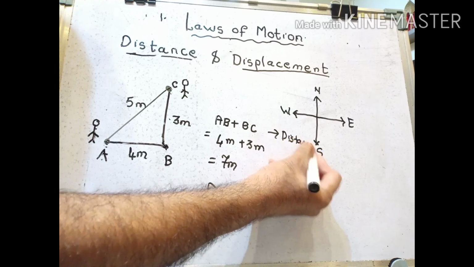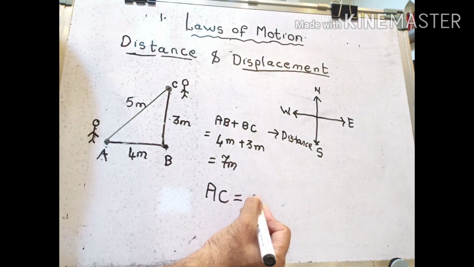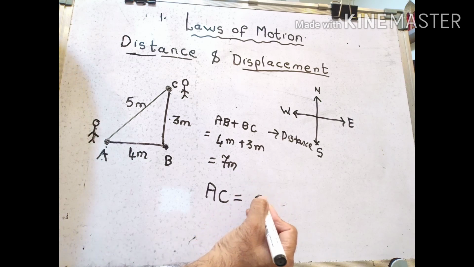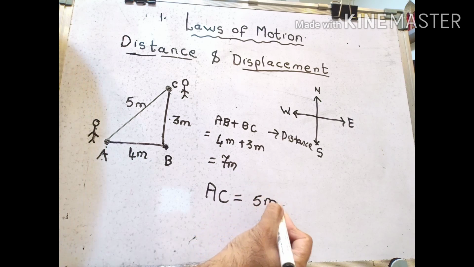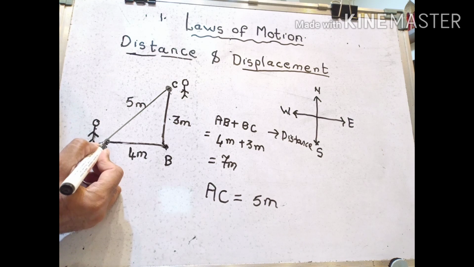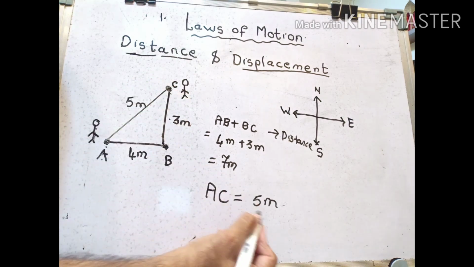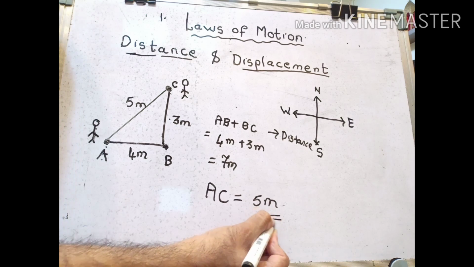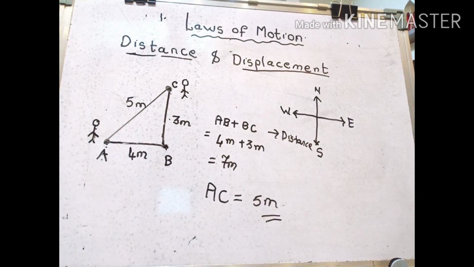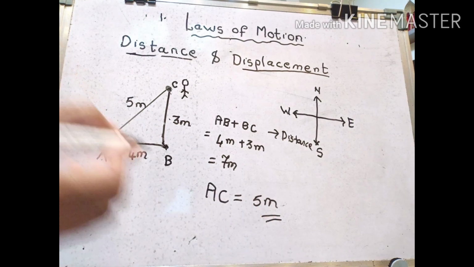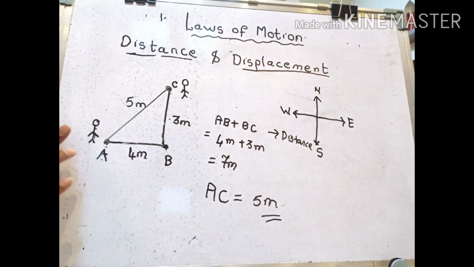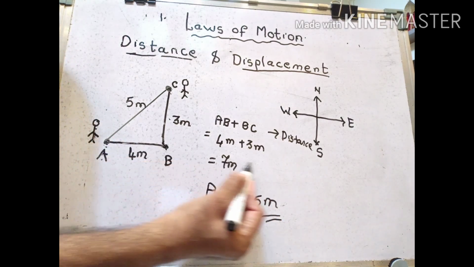This is distance, and this AC is equal to 5 meters. AC is the displacement because it is the minimum distance between the starting point and the finishing point. So AC is equal to 5 meters. Did you understand? Now if you look at the value, see here, the motion is not in a straight line.